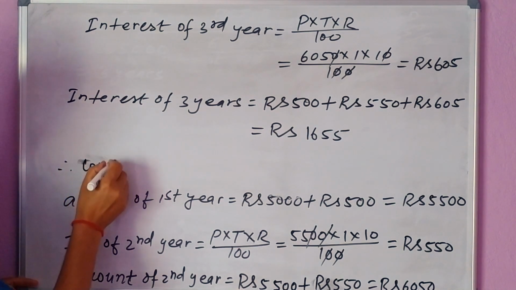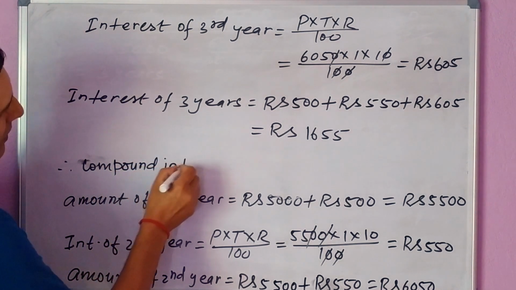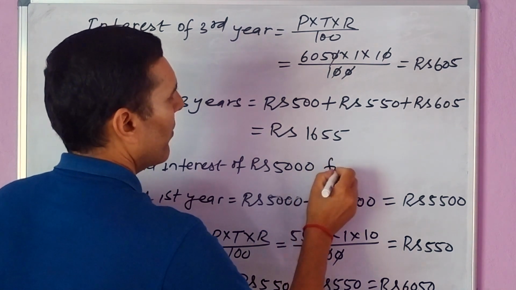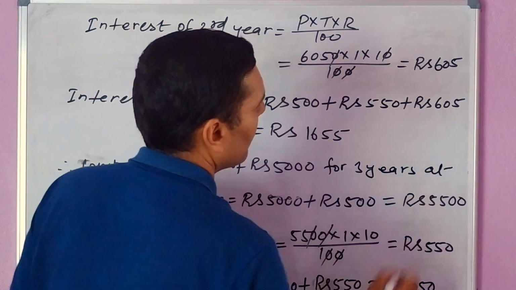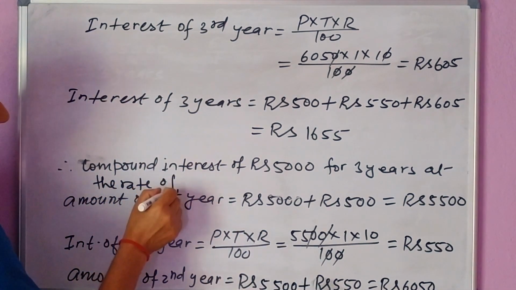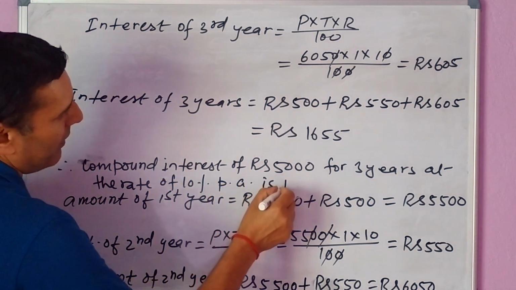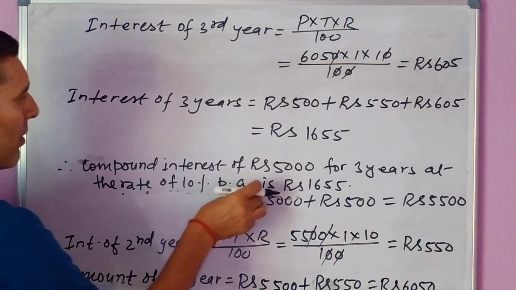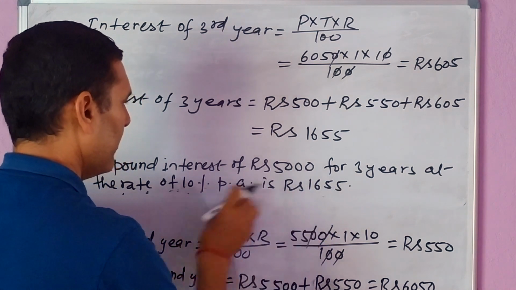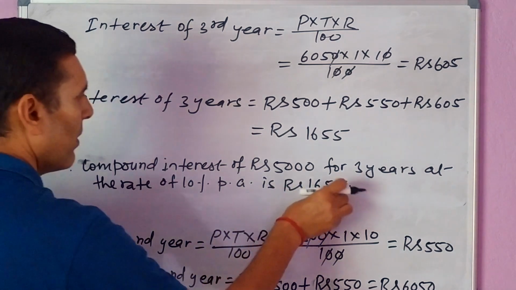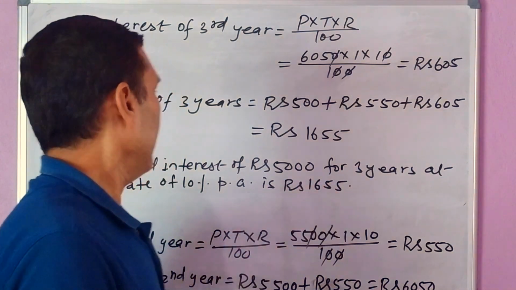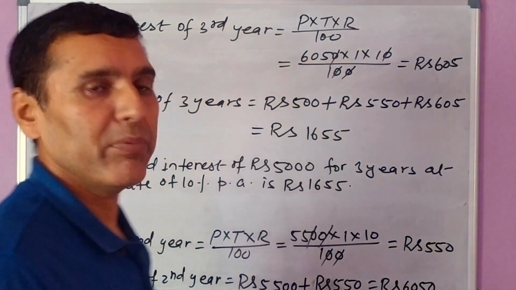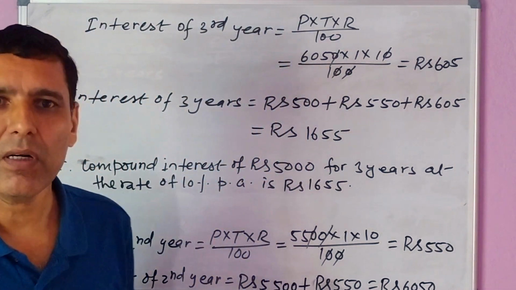Therefore, compound interest of rupees 5,000 for 3 years at the rate of 10% per annum is rupees 1655. Now, I hope this example helps you to understand what is compound interest and how the compound interest is calculated.